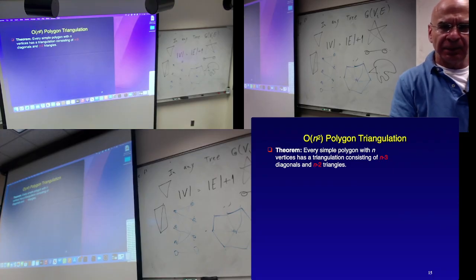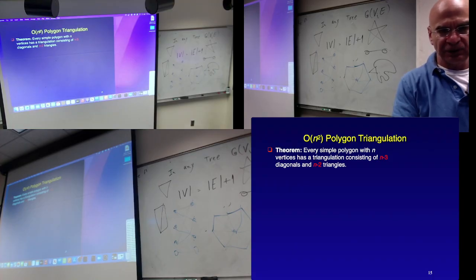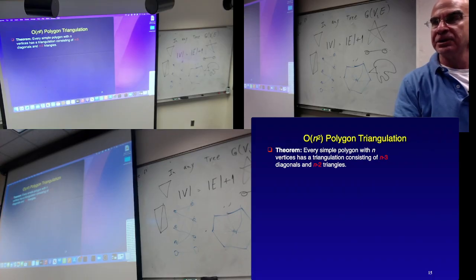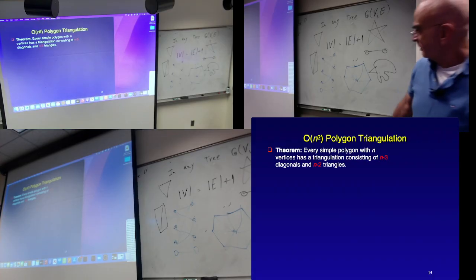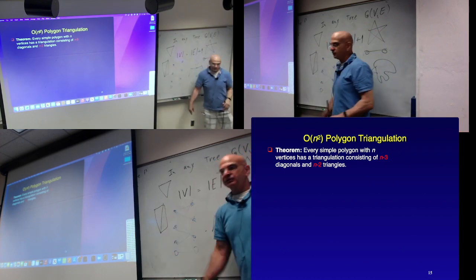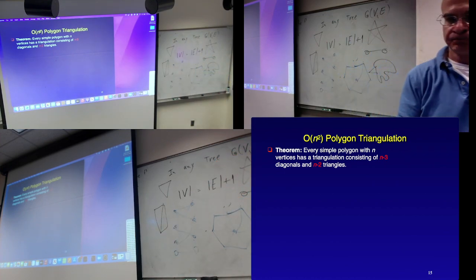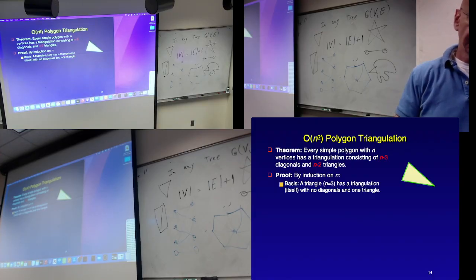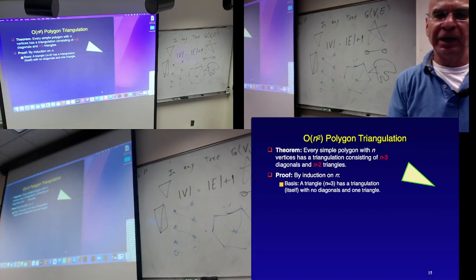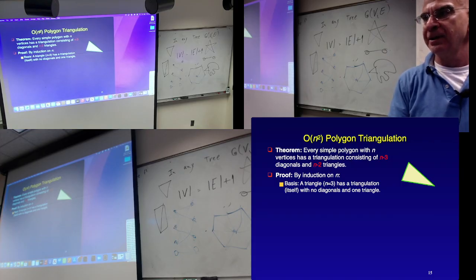Which means that any simple polygon with n vertices has a triangulation that consists of n minus 3 diagonals and n minus 2 triangles. That's what we are going to prove. The triangle is an example of a polygon that needs no more diagonals. For a quadrilateral, there are 2 triangles and 1 chord. Induction on it. For a triangle, it holds. Any polygon that has 3 vertices, this formula works for it.